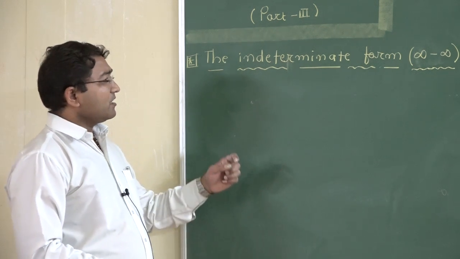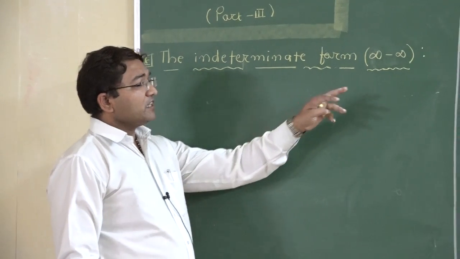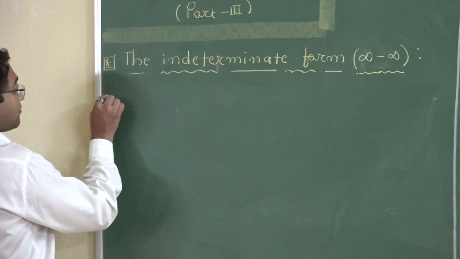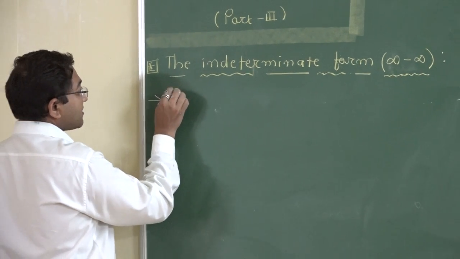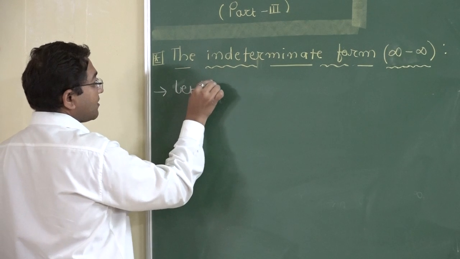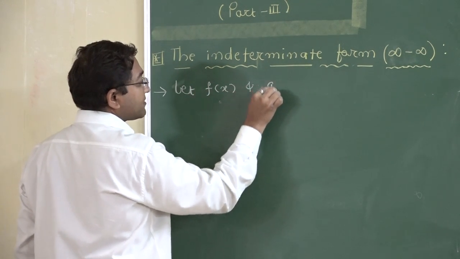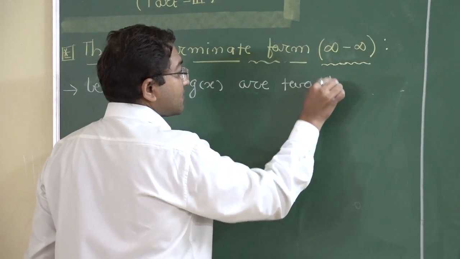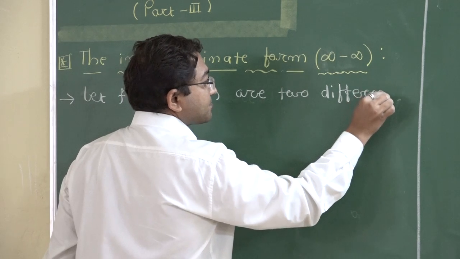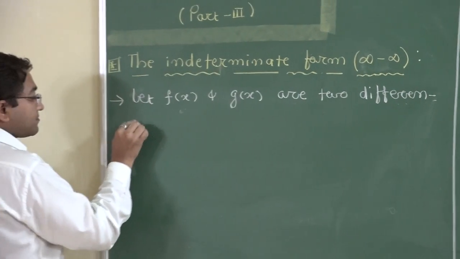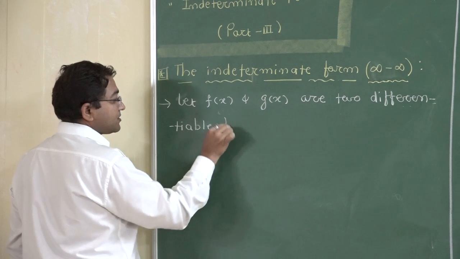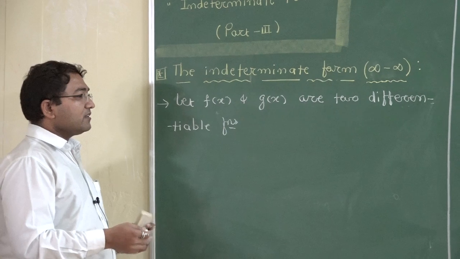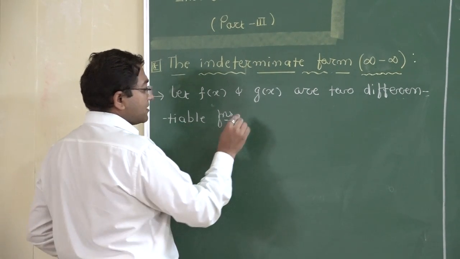Now, next we try to evaluate the indeterminate form infinite minus infinite. How to evaluate it? So, the process is, let f of x and g of x be two differentiable functions. Differentiable means the derivative of the given function is possible. That's called differentiable.